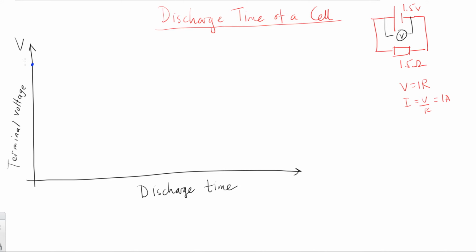You'll start with the terminal voltage, the maximum 1.5. There'll be a sudden drop in the beginning, and it will keep changing with time like this, and then suddenly it will drop down. Maybe that's a bit too dramatic. Something like that.